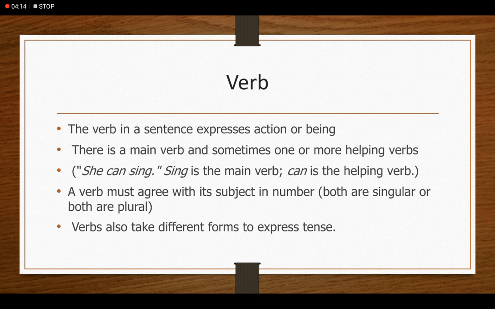Verbs also take different forms to express tense. So when we study tense, we work with verbs, the different forms of verbs. Verbs almost always come after a noun or pronoun.